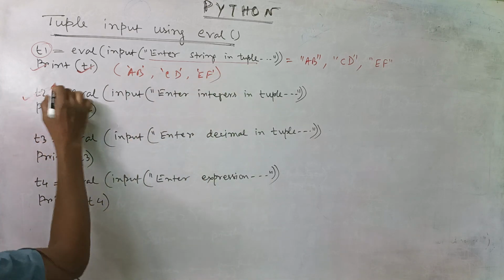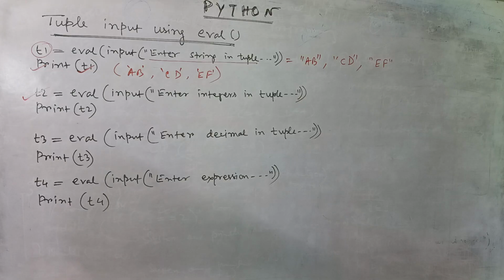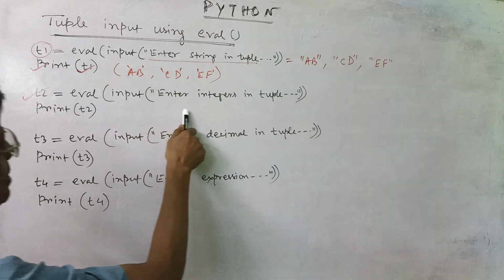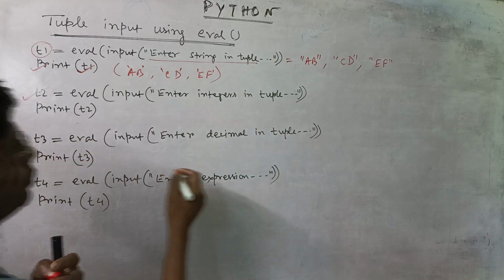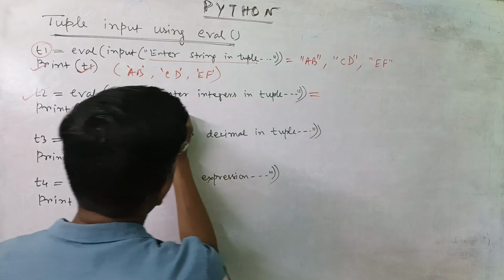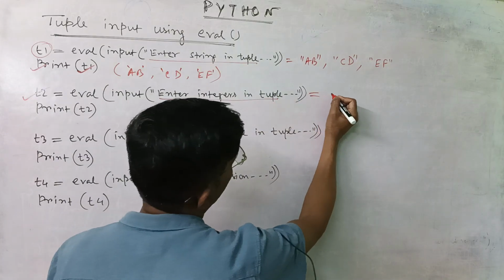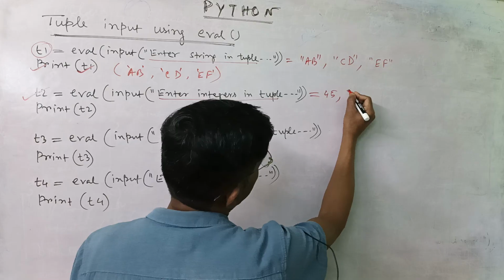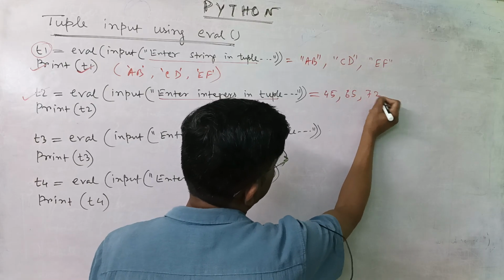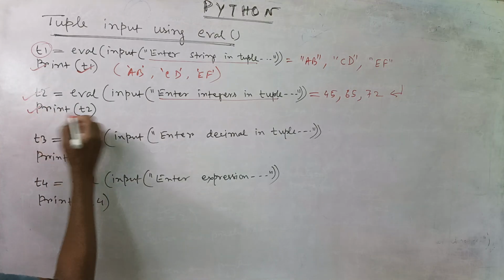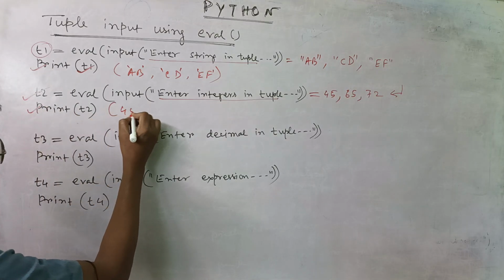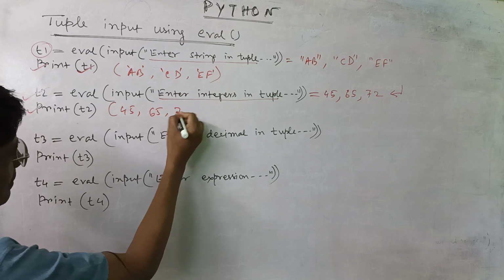Now let's see the next one, tuple T2. You see T2 eval input, enter integers in tuple. How will you write the integers? Normally, whenever you get the statement, you type, suppose, 45 comma 65 comma 72, and press the enter key. If you print this, what will you get? You will get 45 comma 65 comma 72.